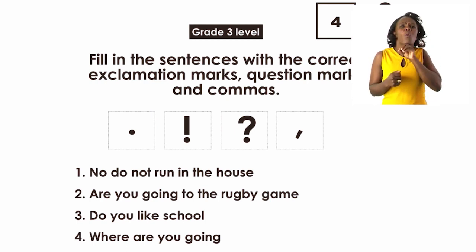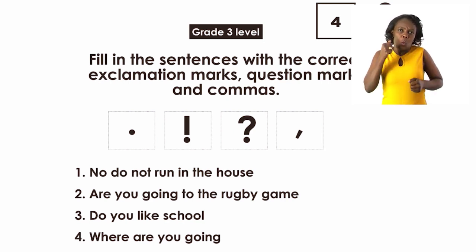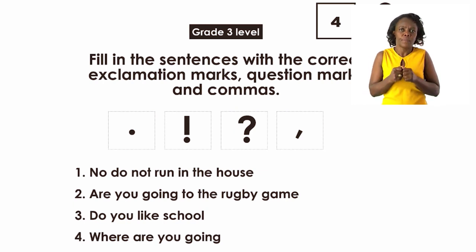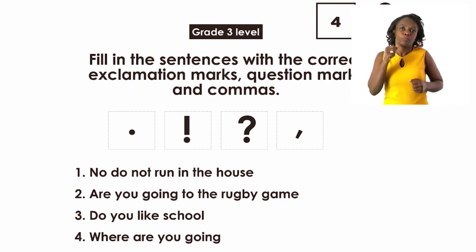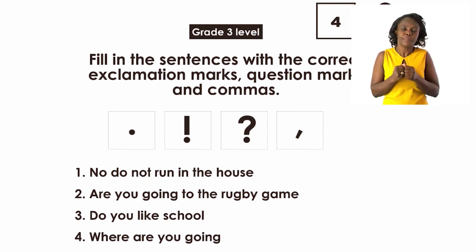No, do not run in the house. So no is a shouting word. It shouts to you, no, do not run in the house. Full stop. I'm telling you not to run in the house, but I shouted, no! You put your exclamation mark there, and then you continue, do not run in the house, then you finish your sentence.